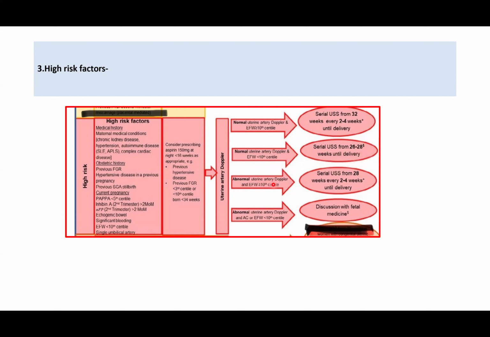If uterine artery Doppler is abnormal and estimated fetal weight is 10th centile or more, then serial scans are done from 28 weeks, every 2 to 4 weeks until delivery. If both are abnormal, that is, uterine artery Doppler is abnormal and AC or estimated fetal weight is less than 10th centile, it means that there is something very serious going on and there can be some serious underlying pathology. So we have to discuss with the fetal medicine specialist. Okay.